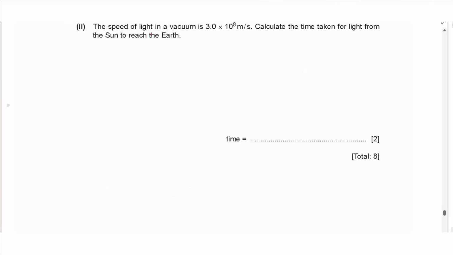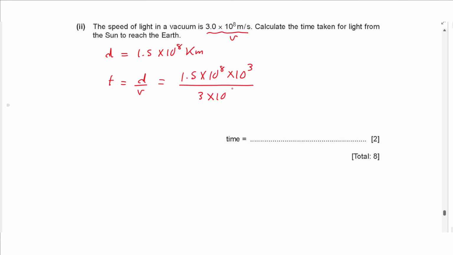Part double I says the speed of light in a vacuum is 3 times 10 to the power of 8 meters per second. Calculate the time taken for the light from the sun to reach the earth. So we had the distance is 1.5 times 10 to the power of 8 kilometers given in the question, and the speed is also given. So we use time is equal to distance over speed. So 1.5 times 10 to the power of 8, but the answer should be in seconds and the speed is in meters, so we convert this to meters, times 10 to the power of 3 from kilometer to meters. Then we divide by the speed 3 times 10 to the power of 8. These two will cancel out, and we have 1.5 times 10 to the power of 3 over 3. That gives an exact value of 500 seconds.